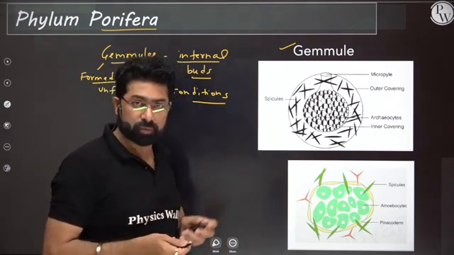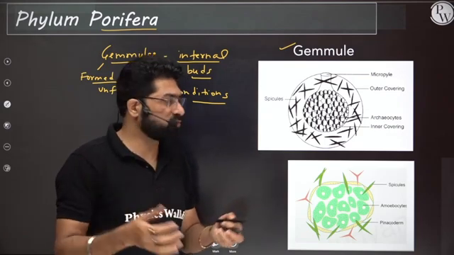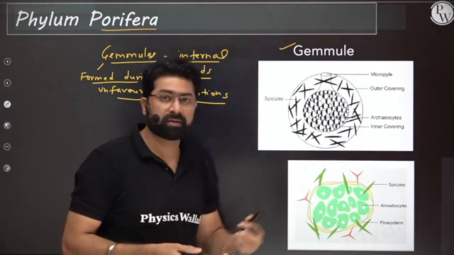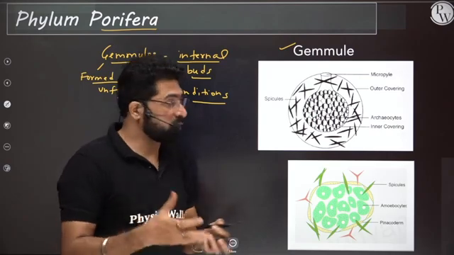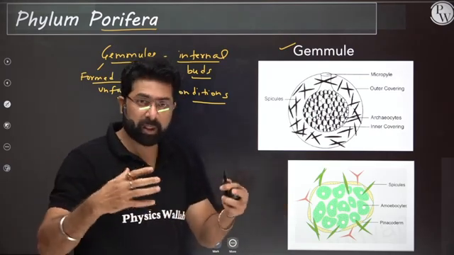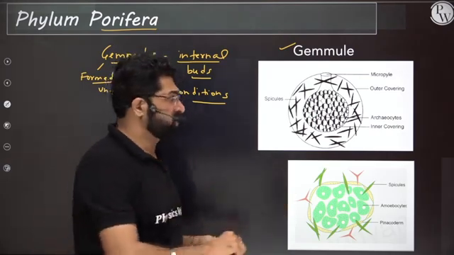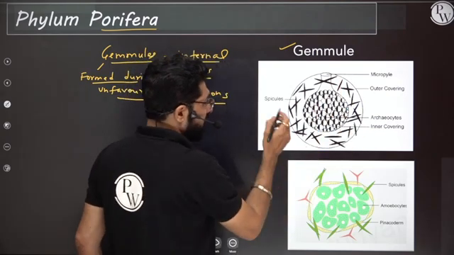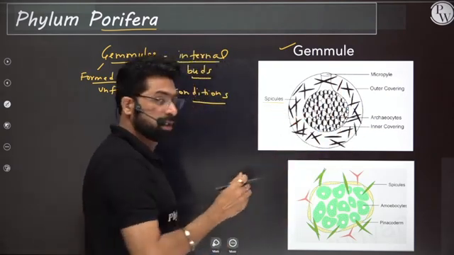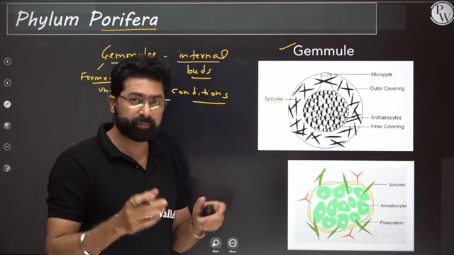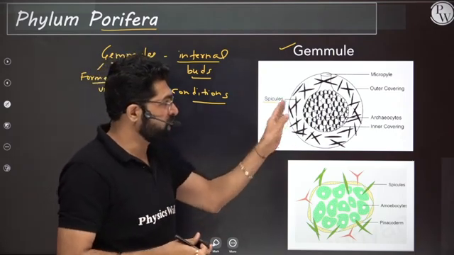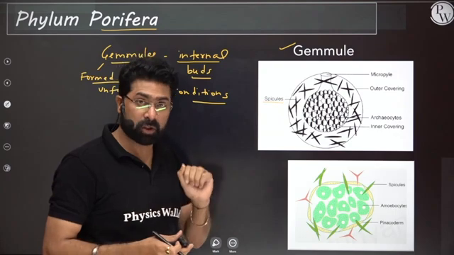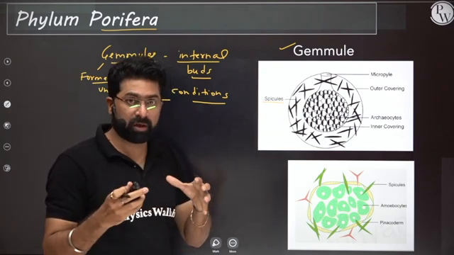Same thing happens here also. The most valuable thing is what? Archaeocytes. It is a totipotent cell. So all those totipotent cells will be taken together and covered by a membranous structure. This membranous structure will have some monoaxon spicules to make it stronger outside. So that double layered structure has monoaxon spicules, which give protection.